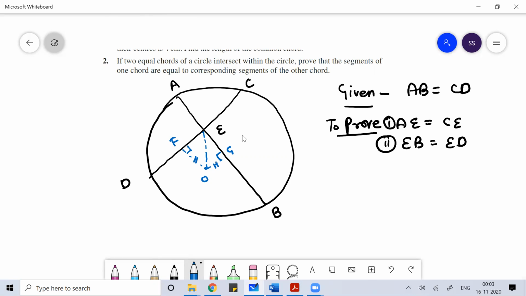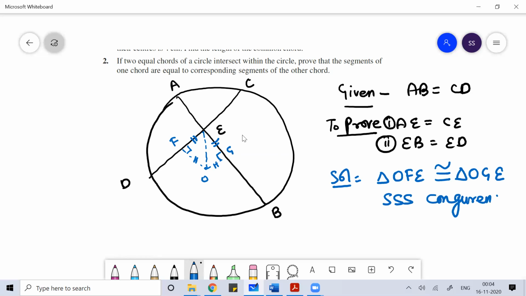Okay, so if they are equal, then from the center, if you draw the perpendicular line, I can prove that the triangle OFE is congruent to the triangle OGE. That I can prove very easily. So by using SSS congruency, I can prove that they are equal, correct? Because they are equal chords, they will be equidistant from the center. So the OF will be equal to OG.